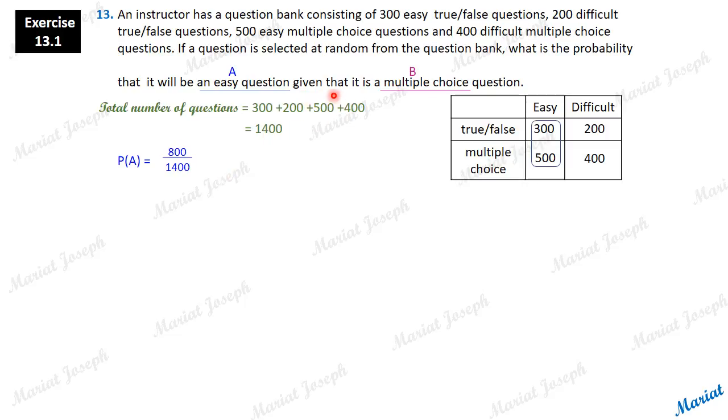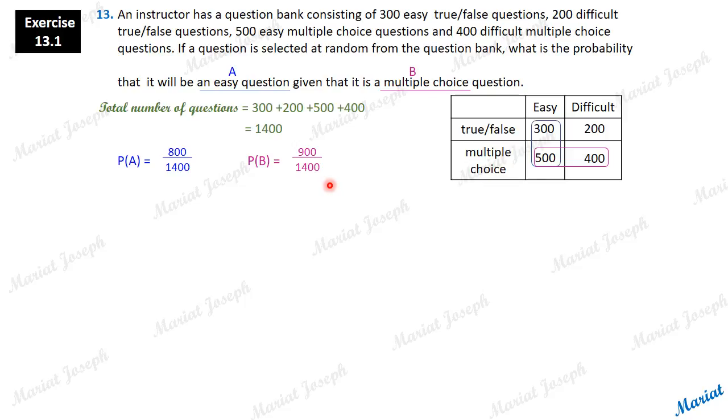Now, we need to find the probability under a given condition. That condition says the selected question is a multiple choice question. What is the probability of this condition B? Probability of B. How many multiple choice questions are there? Look, there are 900 multiple choice questions. So the probability of the selected question being multiple choice question is 900 out of the total 1400.